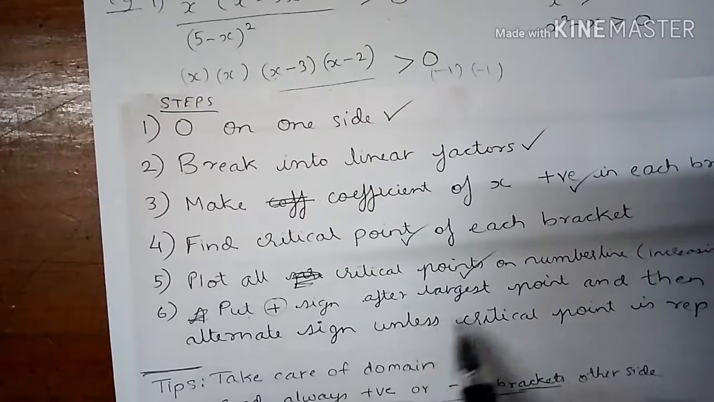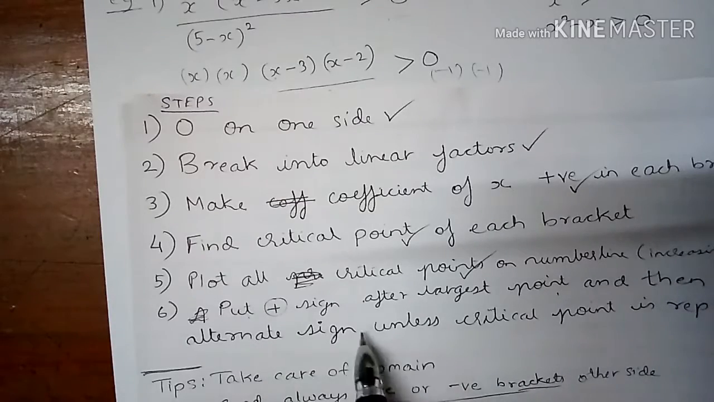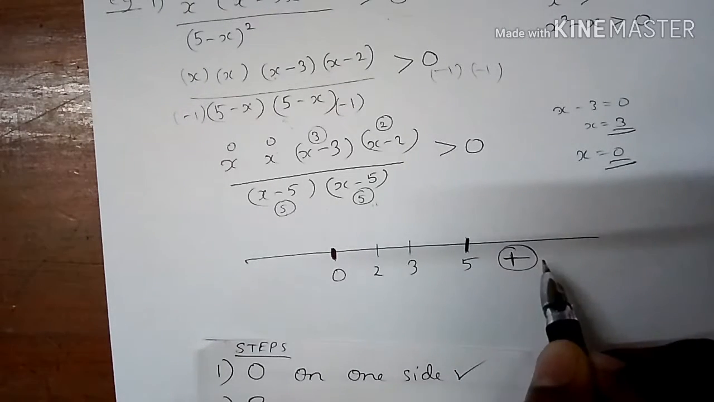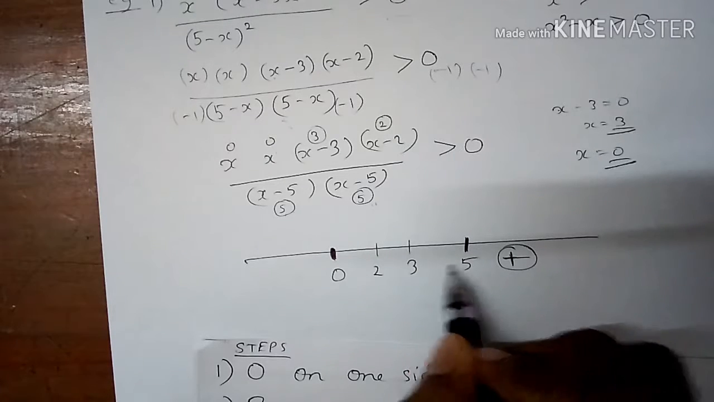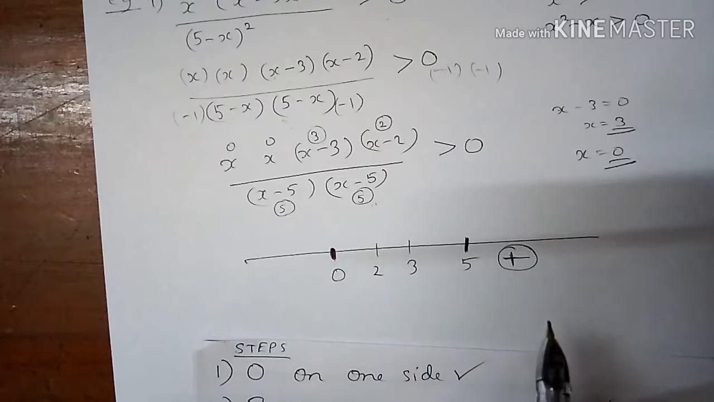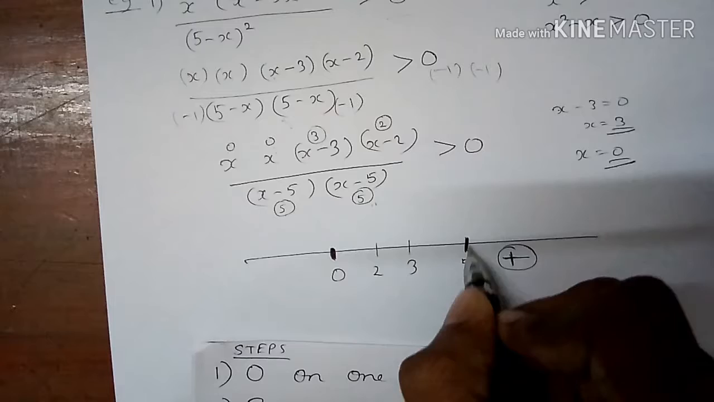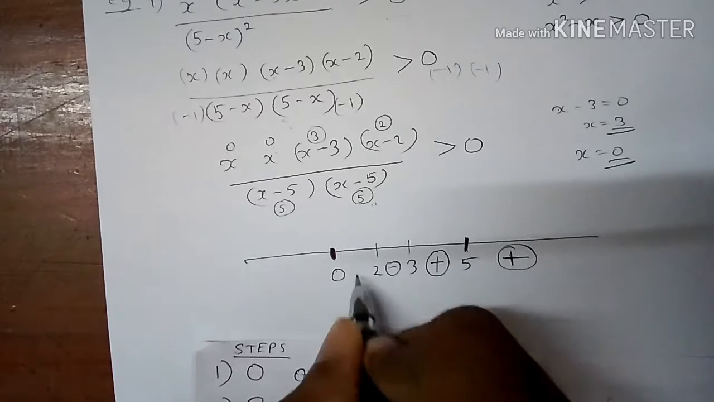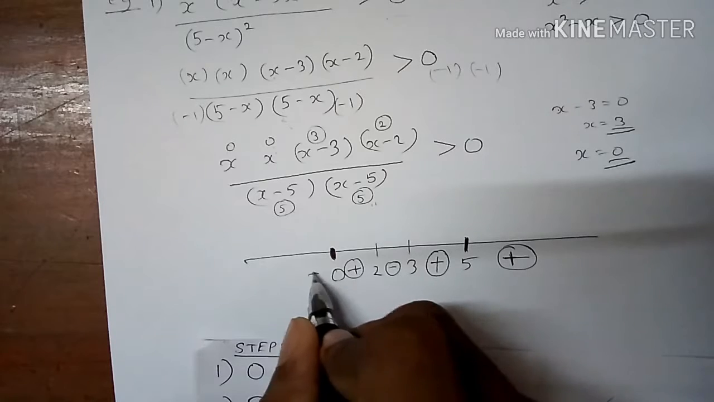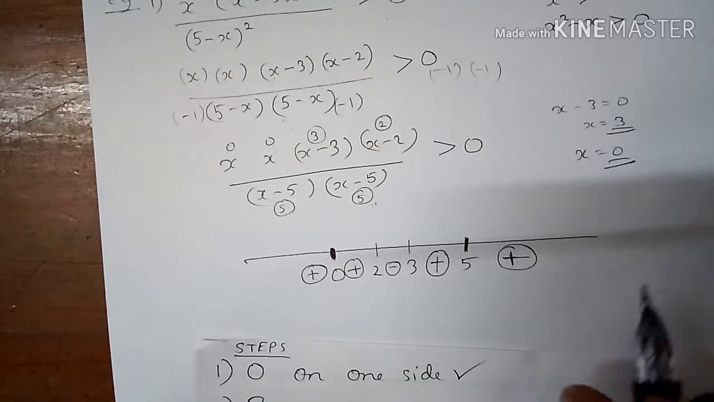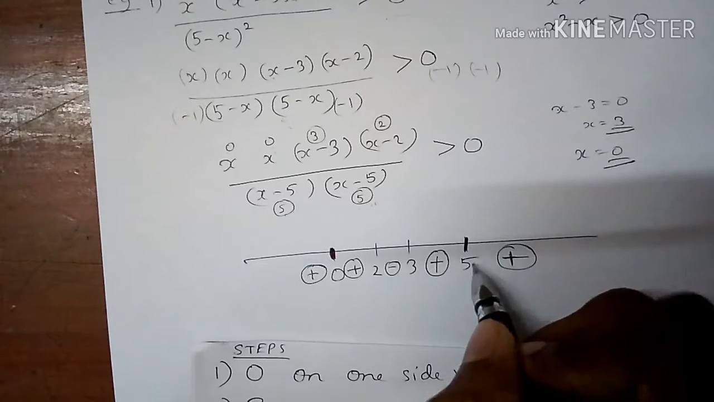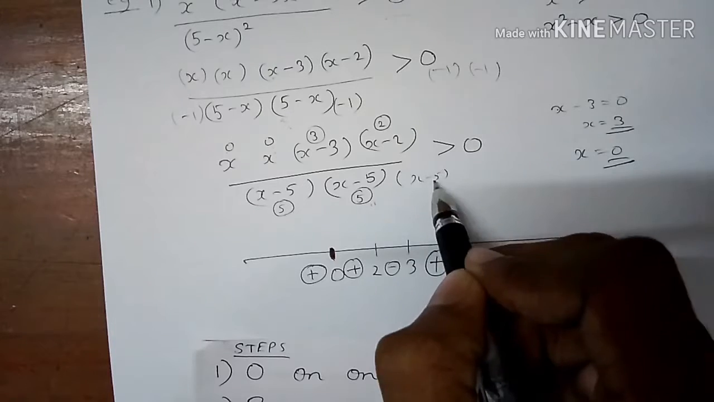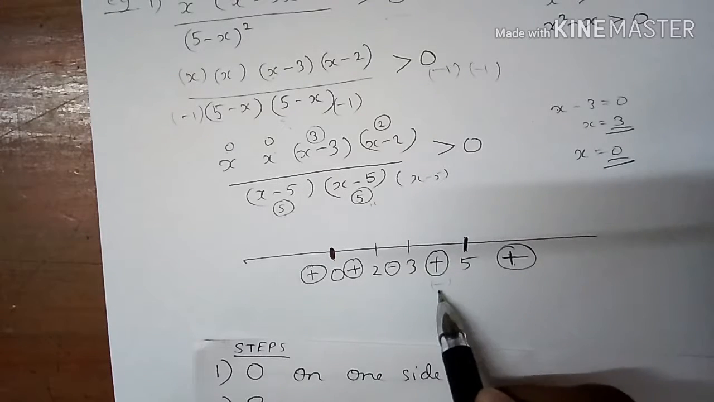And then put plus sign after largest point and then alternate sign unless critical point is repeating. So after the largest number, that is 5, we put plus sign, then alternately we will put minus plus minus plus. But only one thing in mind, you should notice that if it is dark or if it is 2 in number, we won't change the sign. We'll again put plus, then minus, then plus. Again this is dark, so we won't change, plus. Done. And you should remember that if this 5 was 3 in number, that is odd number, then we should alternatively change. If it was 3, one more x minus 5 was there, then we won't change it to plus, directly we will write minus.